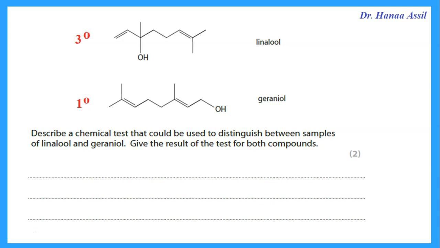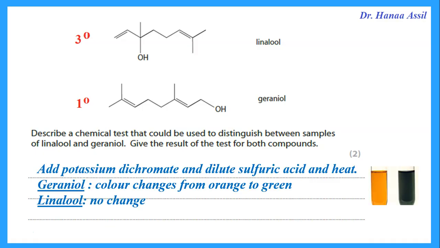Of course, we cannot say PCl5 because PCl5 will react with both, but we can say potassium dichromate, sulfuric acid, heat, and we said in that case, the one that has a tertiary alcohol will not change. So the linalool, no change. The one that has a primary alcohol, which is geraniol, this will change the color of potassium dichromate from orange to green.